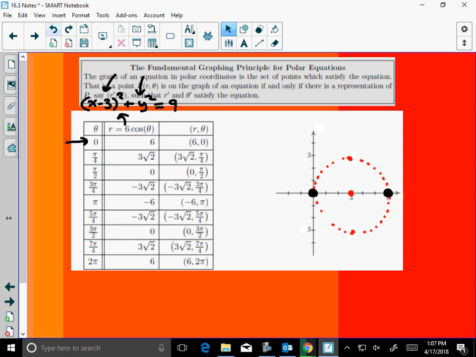Okay, get ready for awesomeness. Okay, if I plug in pi over 4, what is the cosine of pi over 4? Well, it's root 2 over 2. If I multiply that by 6, I get 3 root 2. So what do I do next? I extend out 3 root 2. Well, what is the value of 3 root 2? It's like 5 point something. So I'm going to extend out 5 point something and rotate how many degrees? Pi over 4.